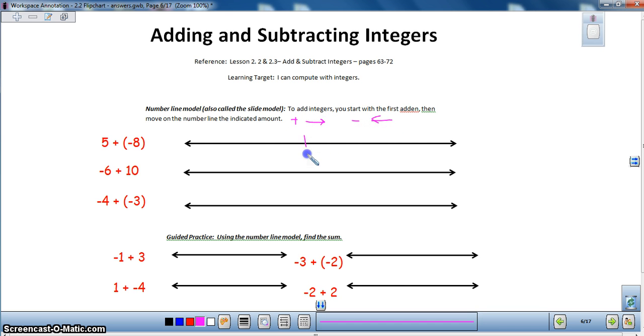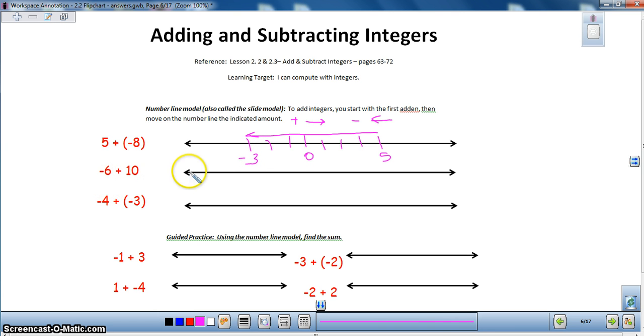In this case, we're going to start at 0 and have 0 on our number line. Where is positive 5? We're going to start at a positive 5. And then since it's negative 8, we need to move 8 units to the left. 8 units to the left takes us to negative 3.